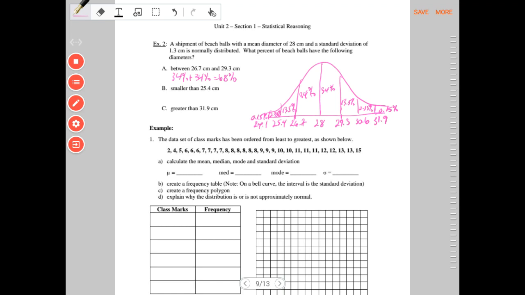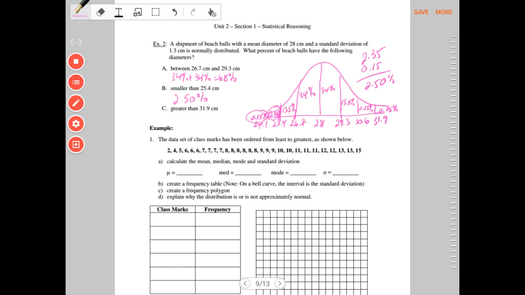Part B, smaller than 25.4. So 25.4 is right here, and although my writing is really crappy, you can see that 2.35 and 0.15 are in there. So 2.35 plus 0.15 adds up to 2.50%. That's how many beach balls have a diameter smaller than 25.4 centimeters.